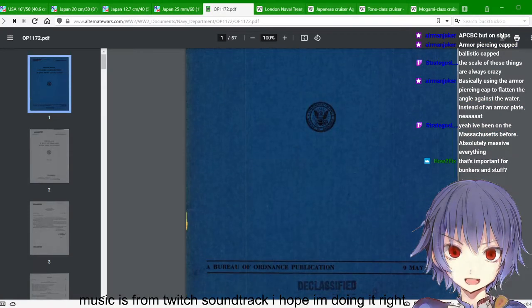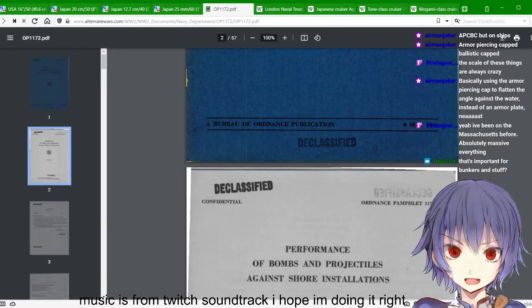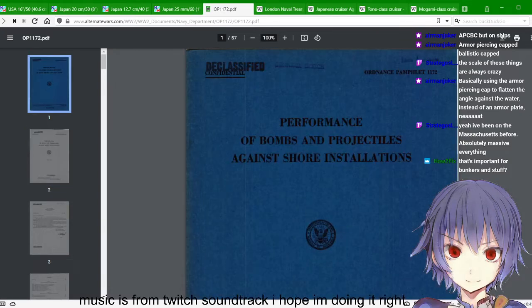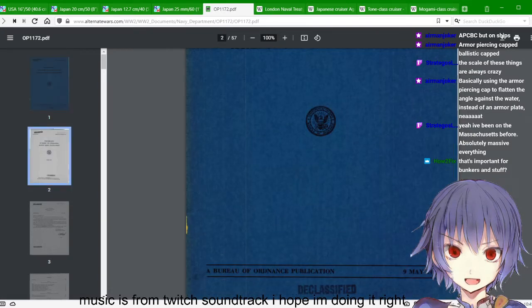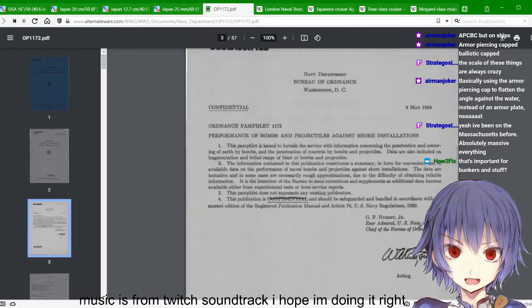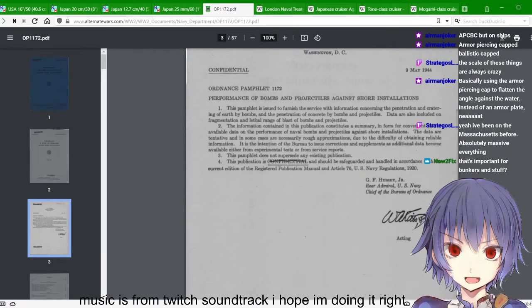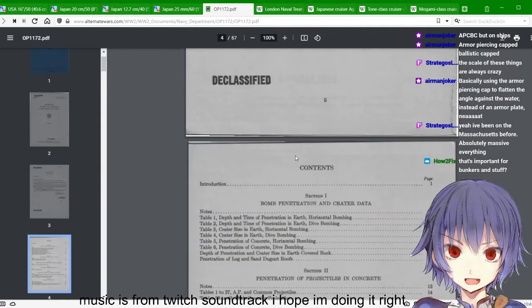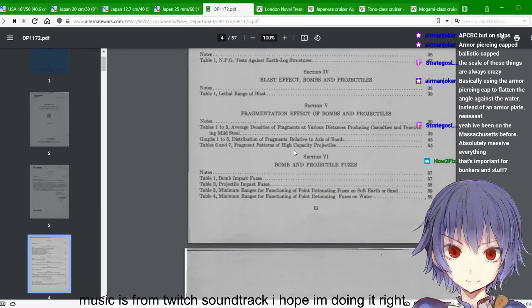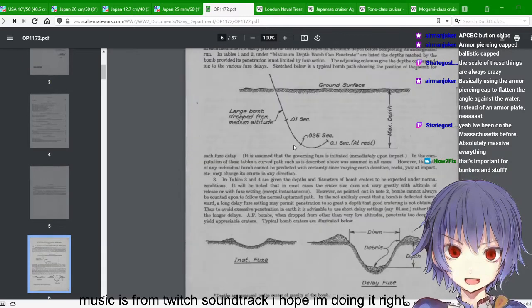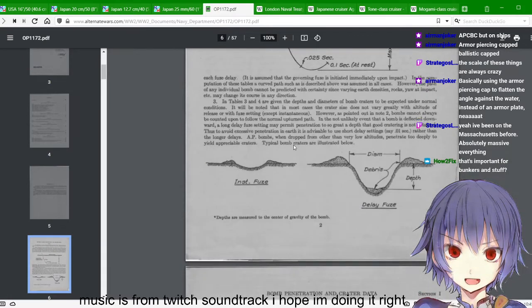So there's this little document here from, okay, this is from World War II. So actually I was dumb. This is World War II data from 1944. They crossed out confidential in every instance where it shows up because it is no longer confidential. This is one of the more boring manuals to read.